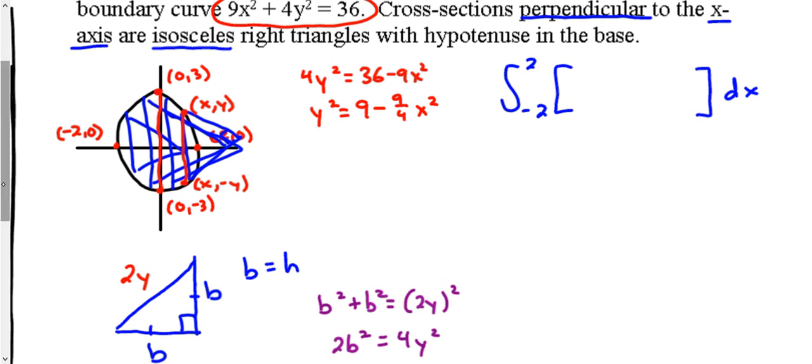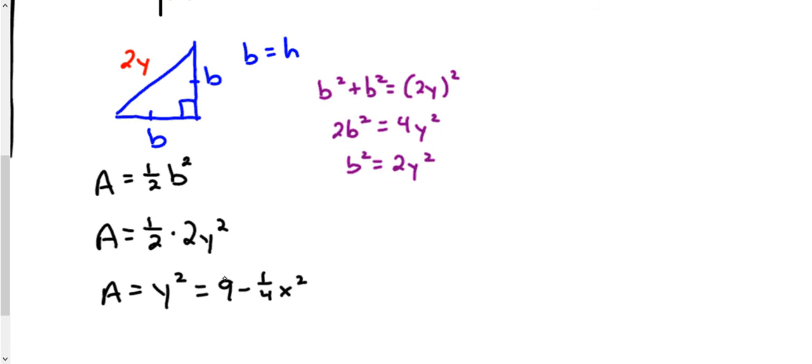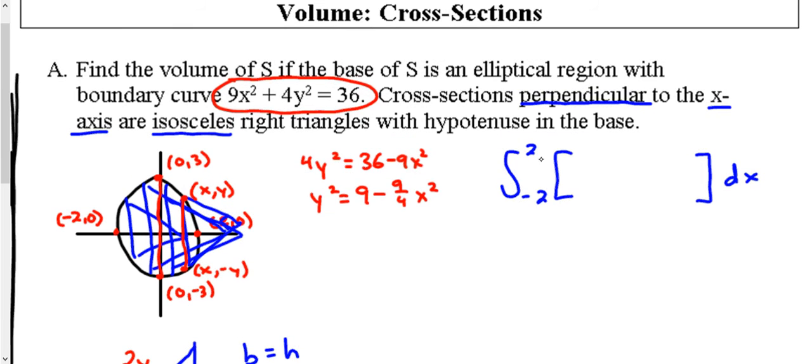So that would be the area of one triangle, 9 minus 1/4 x squared. That's what I'm going to put in here. That's how we find the area of one triangle in terms of x. And then when we integrate from -2 to 2, it adds up the area of every one of those triangles and gives us the volume of the solid.